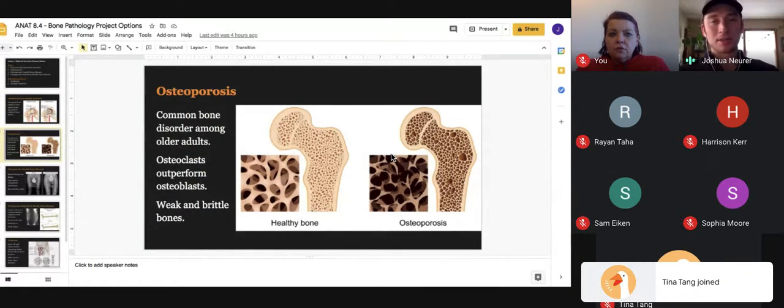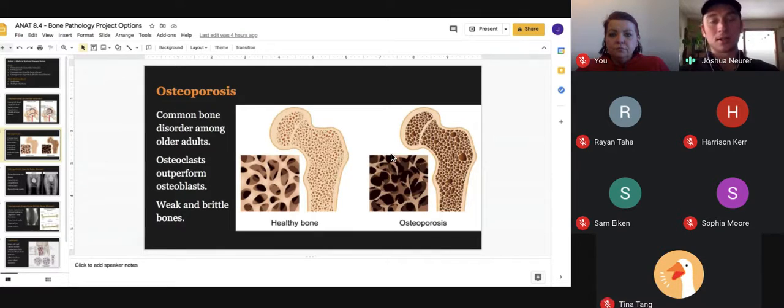Osteoporosis is probably going to be the most common bone disorder you come across. It's the most prevalent in the United States, especially among older adults. In this story, our friends, the osteoclasts, outperform the osteoblasts. So there's going to be far more bone degradation, so removal of bone, than bone being built. What happens there is it causes brittle bones, as you can see on the right in the spongy bone network. It can create weak and brittle bones down the road.